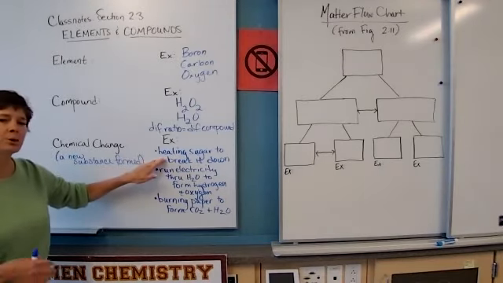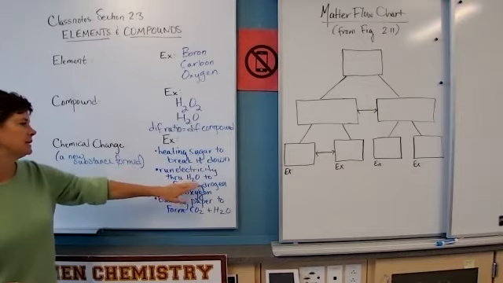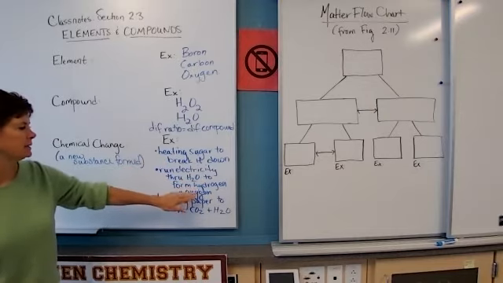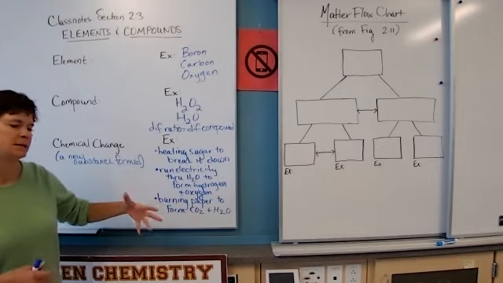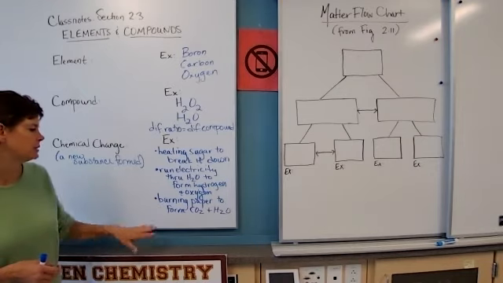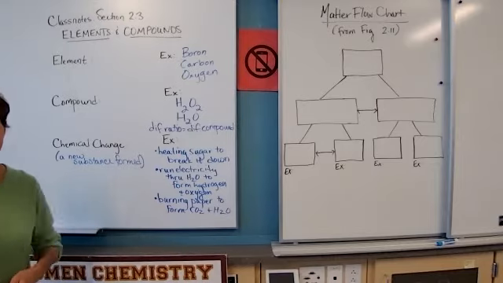When we break down sugar, we get carbon, and we also get water. When we run electricity through the compound water, we form oxygen and hydrogen. Those are new substances. When we burn paper, which is a hydrocarbon with oxygen compound or mixture, we get CO2 and H2O.